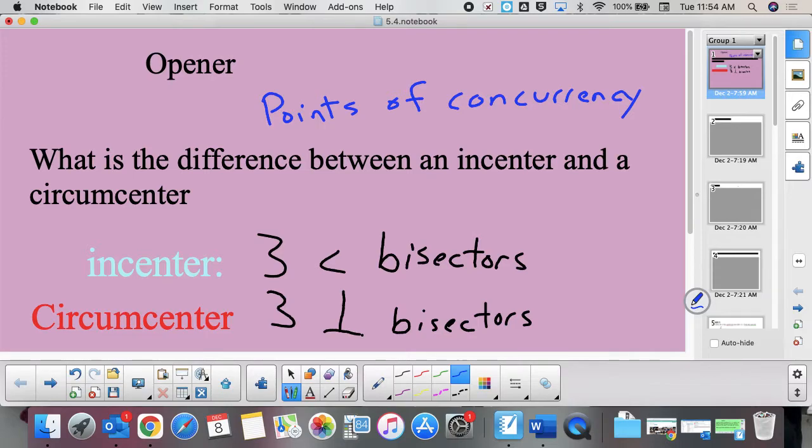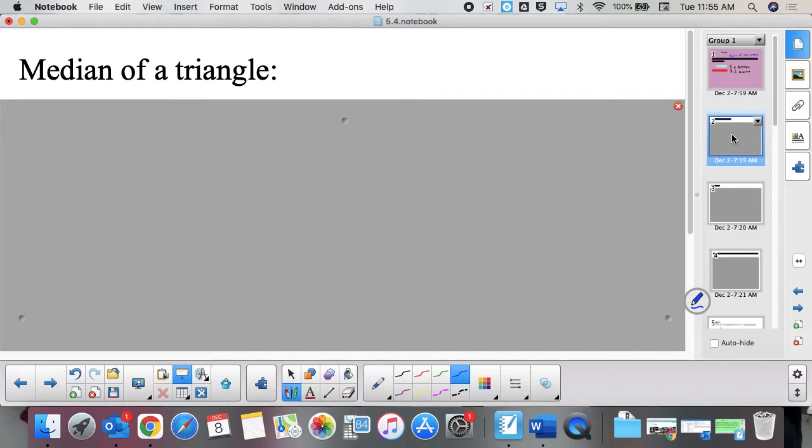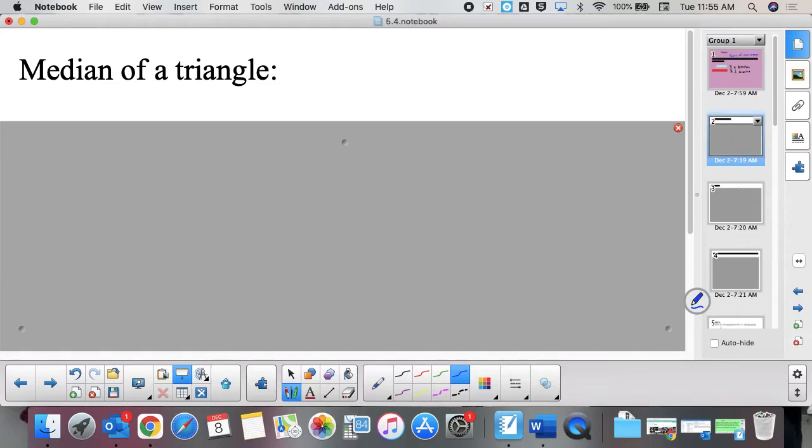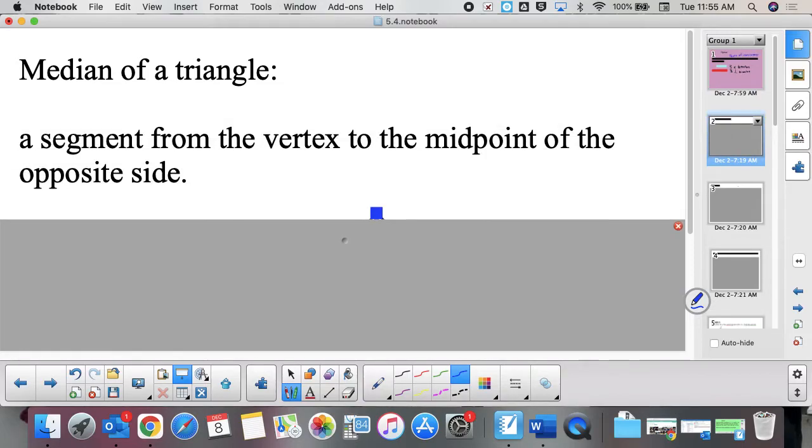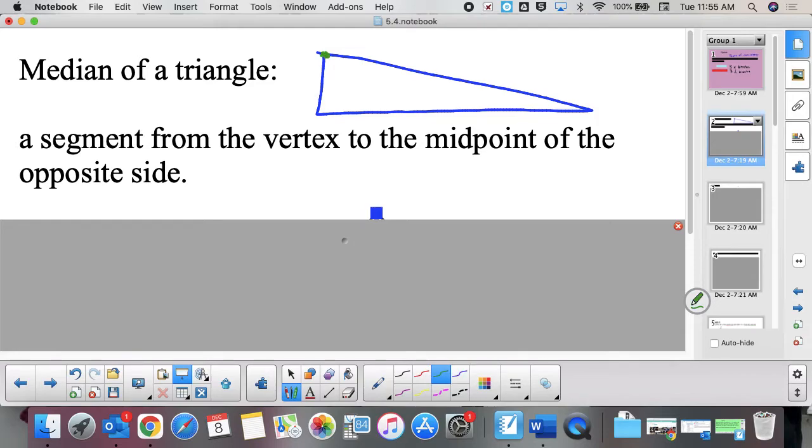As I said, today we're going to get into two others: your medians and your altitudes. So a median, what is a median? A median of a triangle is a segment that goes from your vertex to the midpoint of your opposite side. The easiest thing for me to do is draw one that looks kind of like this. It's going to go from your vertex to the midpoint of the opposite side.